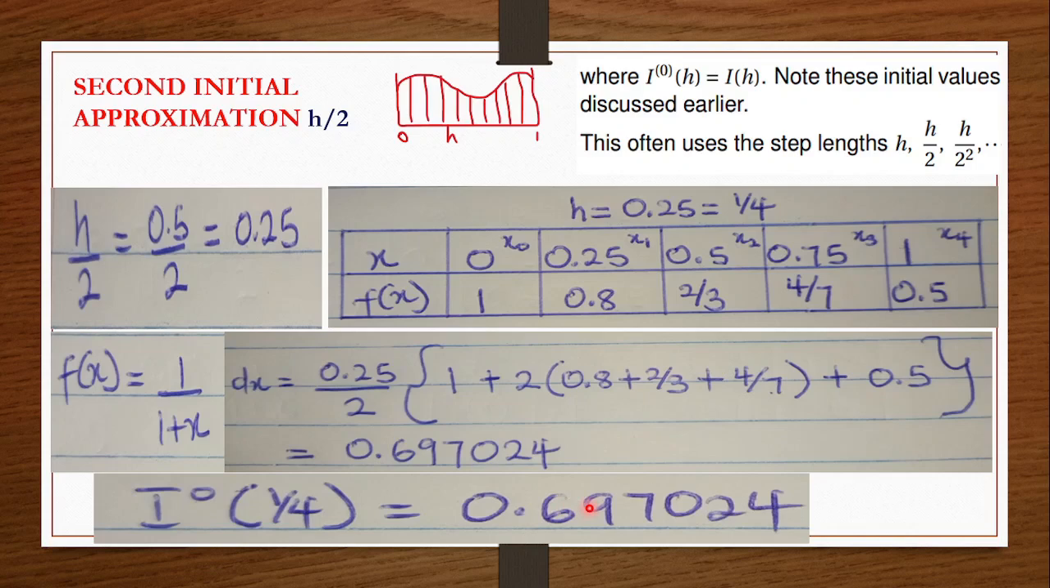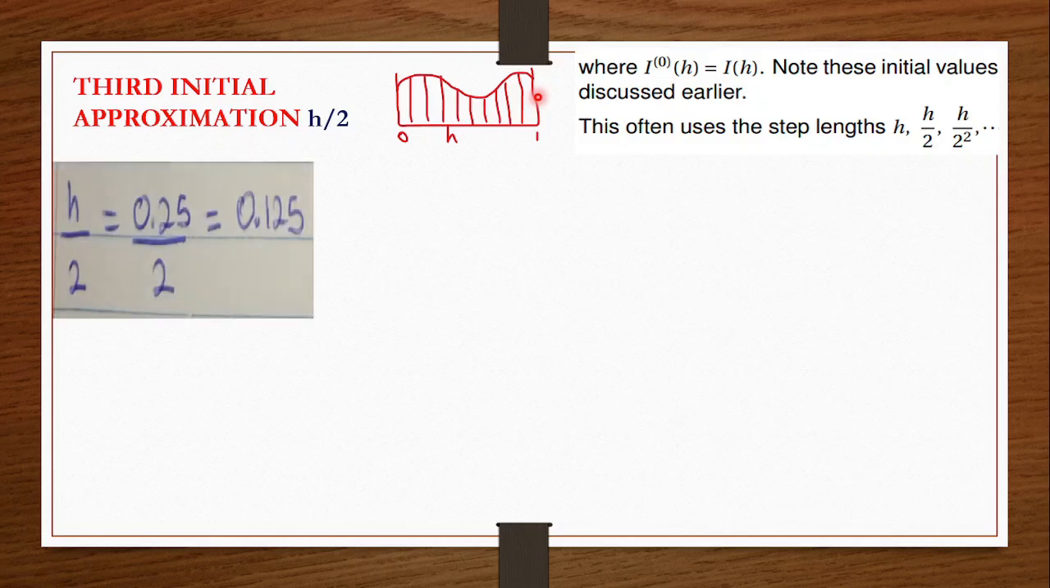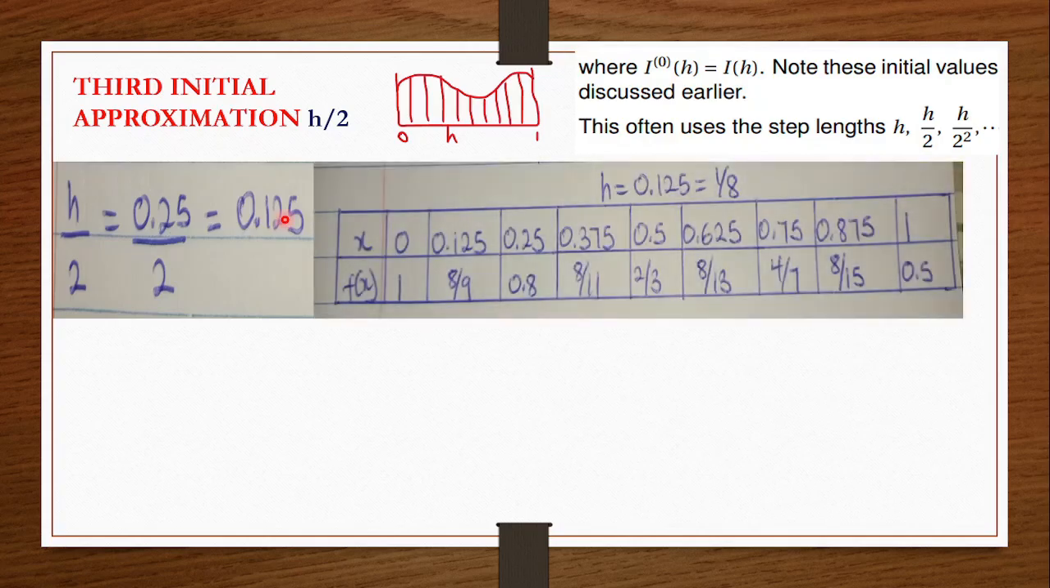So again, we are going to keep improving it to find our third initial approximation. And for that one, we are going to divide this h value again by 2, so that it becomes very small, and then we find the area again. So the more we keep decreasing, the more we keep improving our value. So let's move to that side. For our third initial approximation again, we are going to divide the h by 2. As I said, we are going to get 0.125. Then with this h value, we can draw our table. When we draw it, we're going to get h is equal to 1 on 8.